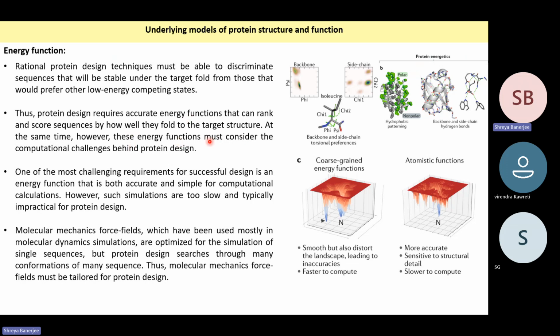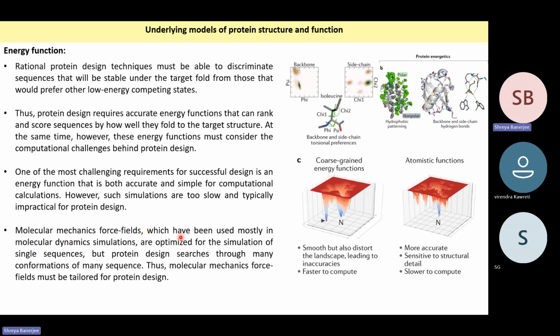However, the energy function must also consider the computational challenges behind protein design. What this means is that if the energy function is too complicated, then even using very high processing computers, designing a protein can take many months. That is not feasible with respect to time. So we need to come up with an energy function that is both accurate and simple for computational calculations. That is, accuracy is maintained, but it is also not very slow.